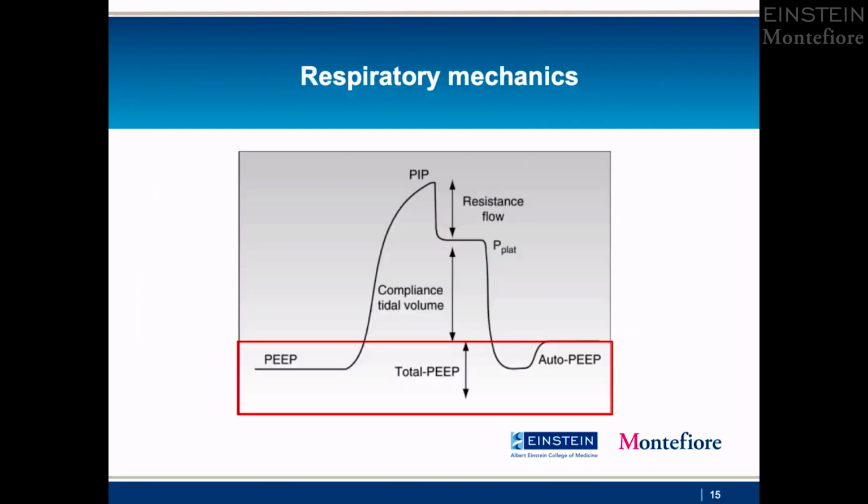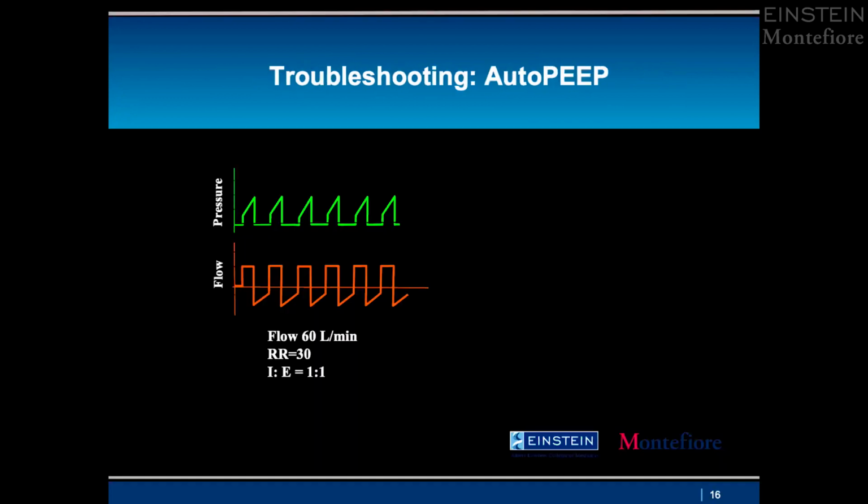Now let's talk about the pressures at the end of expiration. Positive end expiratory pressure is maintained in the alveoli, which prevents lung collapse during expiration. Total PEEP is a measure of intrinsic PEEP or auto PEEP and set PEEP. Now, when the respiratory rate is set too high or expiratory time is not long enough, expiration can be incomplete, resulting in trapped air and high auto PEEP.